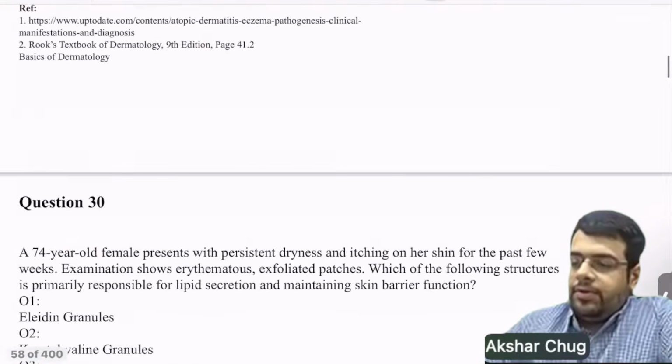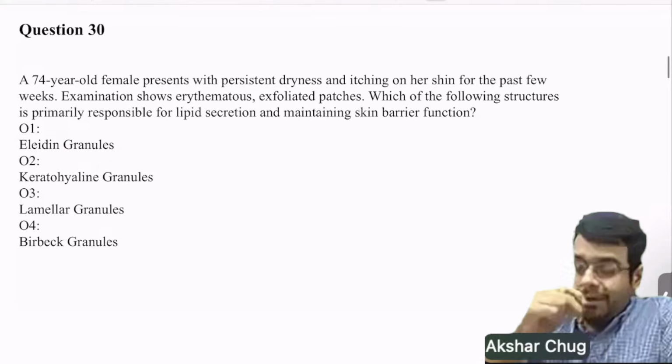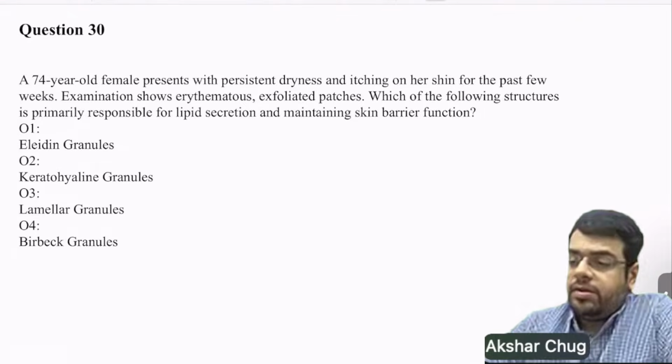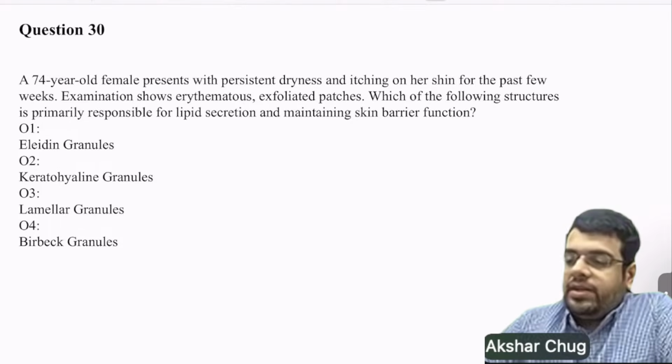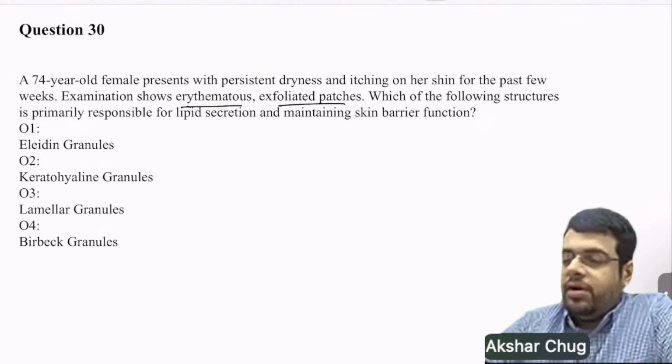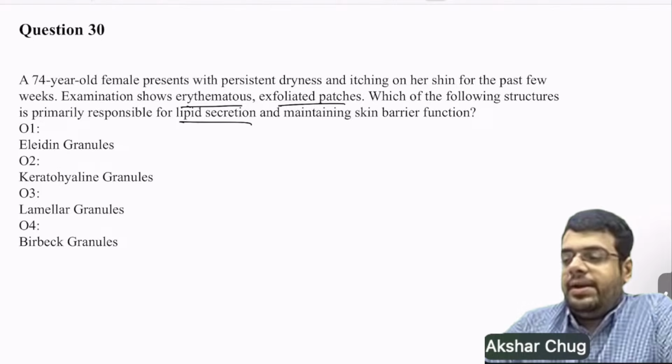Moving on to the next question. A 74-year-old female presents with persistent dryness and itching on her shin for the past few weeks. Examination shows erythematous exfoliated patches. Which of the following structures is primarily responsible for the lipid secretion in maintaining the skin barrier?